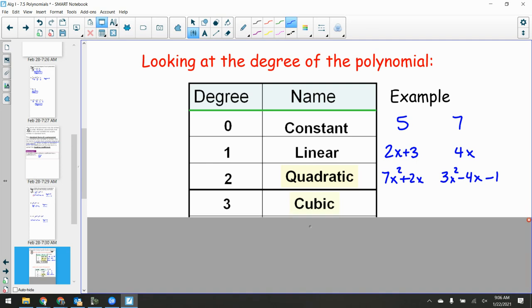Third is cubic. Cubic, like 3 dimensions, like a cube. 4x to the third power. 7x to the third plus 2x squared minus 4x plus 7. Those are examples of cubic functions, cubic expressions.